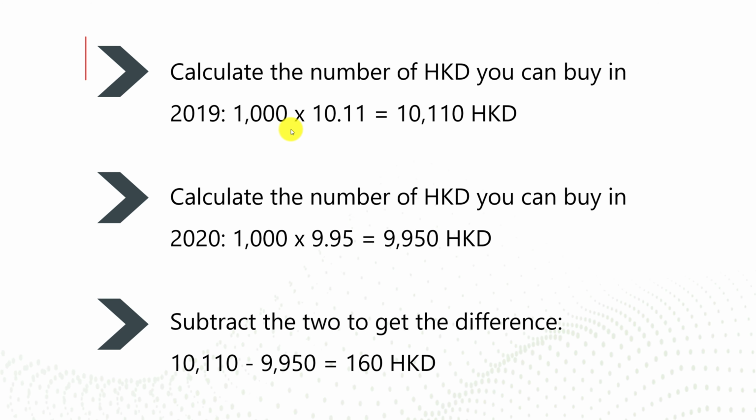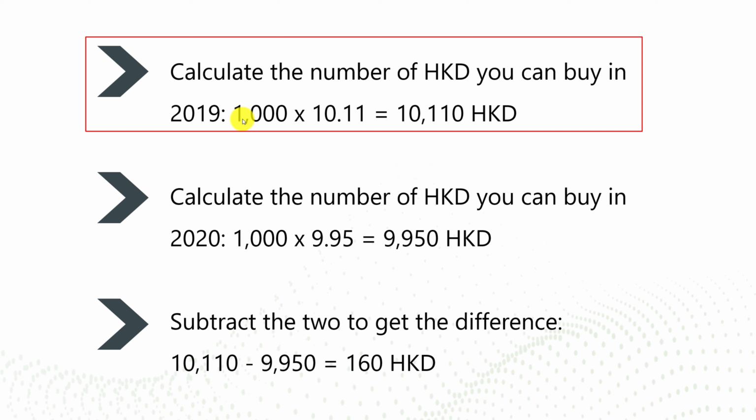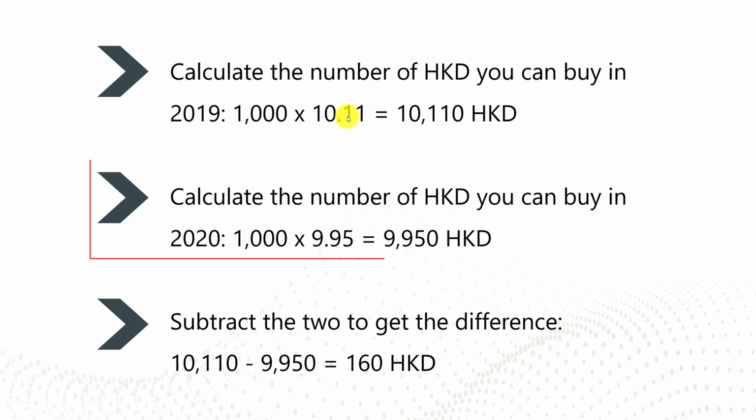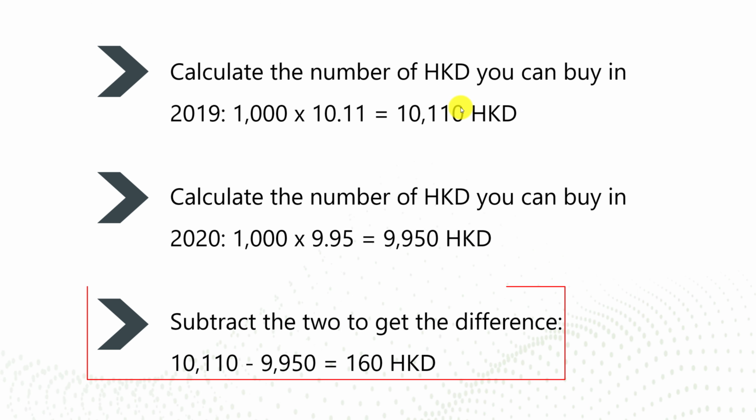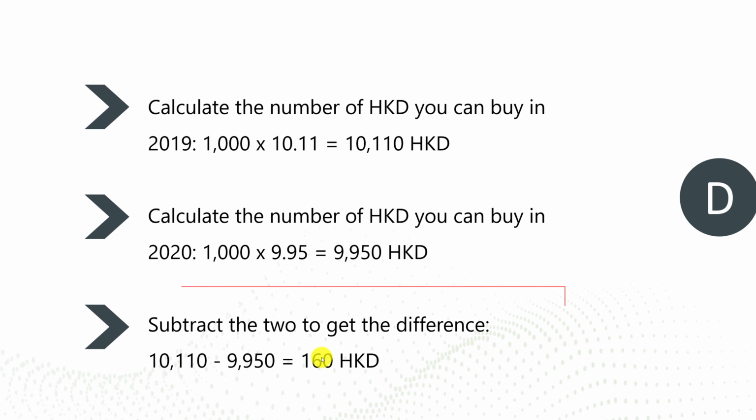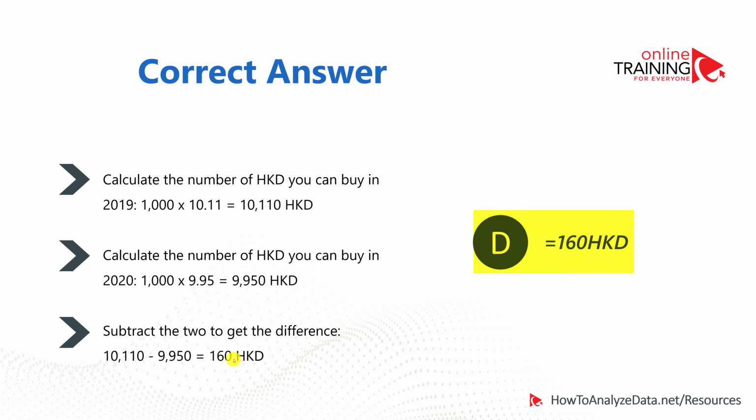You can calculate the total cost of buying Hong Kong dollars in 2019 by multiplying 1,000 by 10.11, and then calculate the same value for 2020 by multiplying 1,000 by 9.95. And then you calculate the difference, which would be equivalent to 160 Hong Kong dollars. Hopefully you've got this one right.